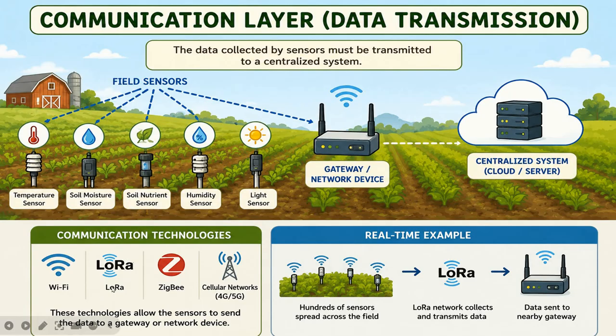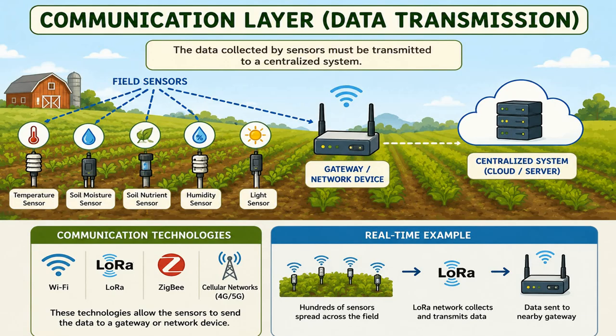Then you have LoRa, that is long range, which is designed for long distance communication with low power consumption, and it is ideal for large farms. Then you have Zigbee. It is a low power wireless technology which is used for connecting multiple sensors over shorter distances. And last is the cellular networks, which may be 4G or 5G, which allows data transmission over long distances using the mobile network infrastructure.